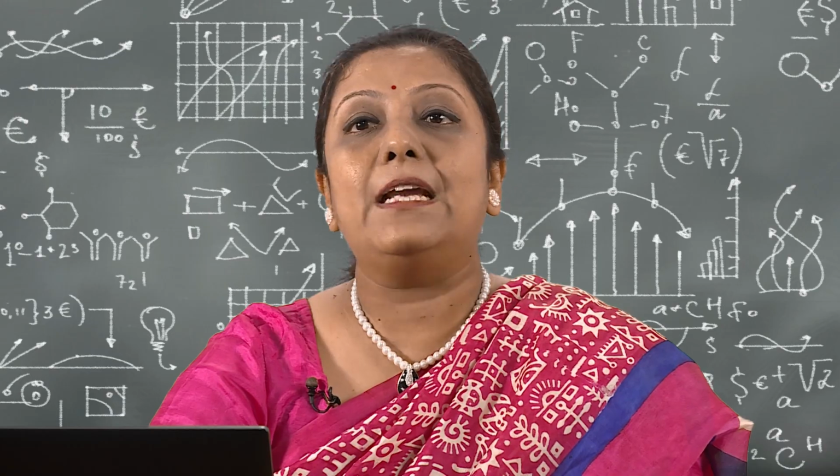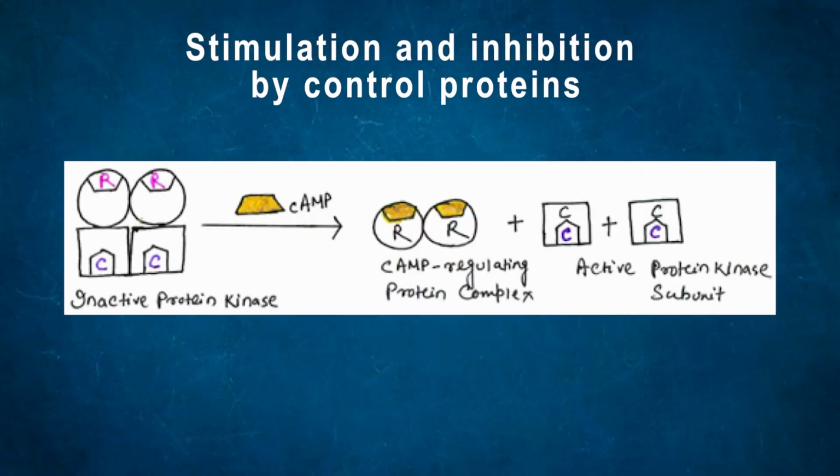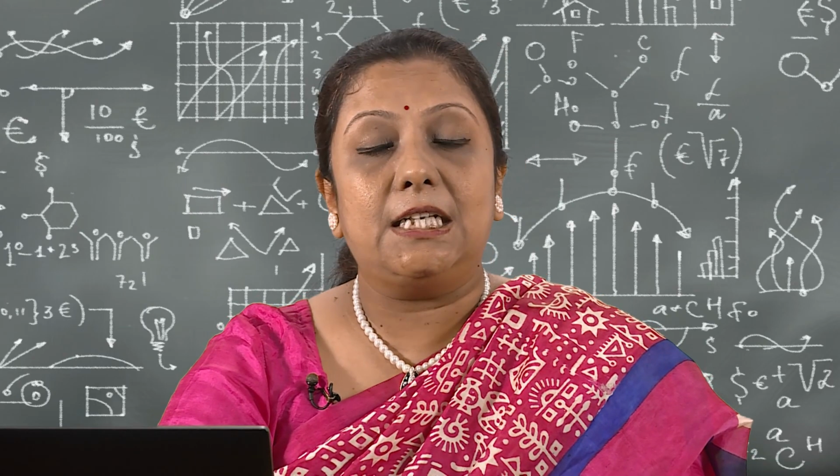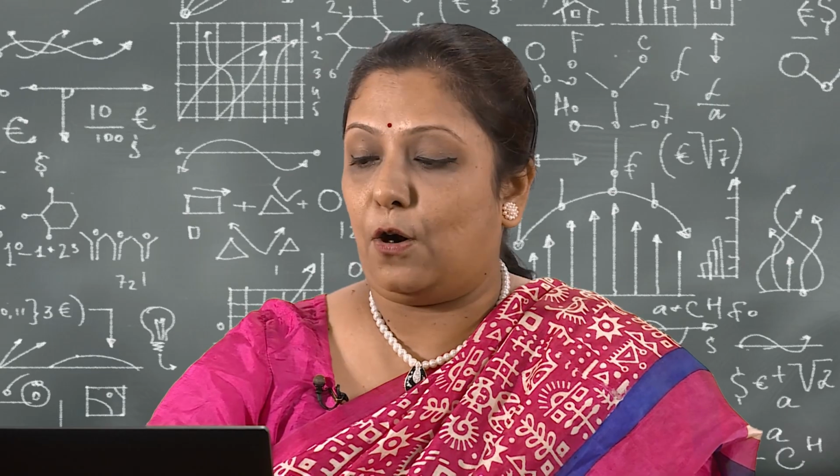Stimulation and inhibition by control proteins. For example, protein kinase A: when the catalytic and regulatory subunits are associated together, they are inactive. But when cyclic AMP comes and binds to the regulatory subunits, the catalytic subunits dissociate and protein kinase A becomes activated. Genetic control can be done either by repressors or activators.